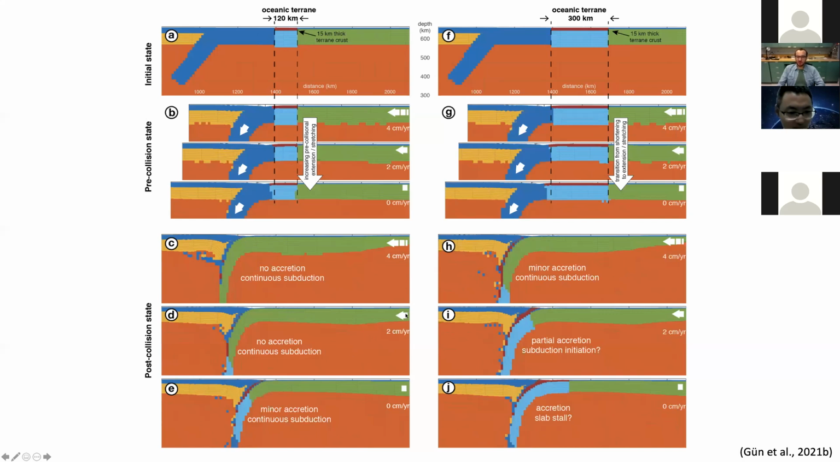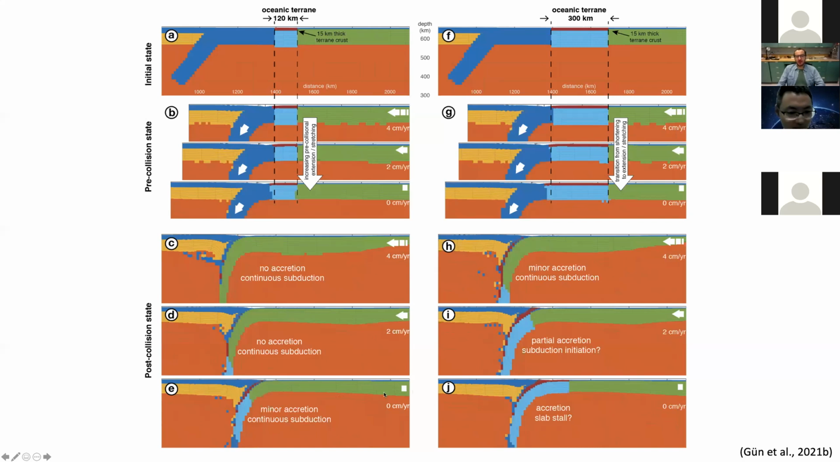But when we reduce the impulse convergence velocity to 2 centimeter per year, in addition to the slab pull, again, we don't see much difference here, but maybe some crustal rocks start to accrete, but not on the surface. So this is also not a good case.